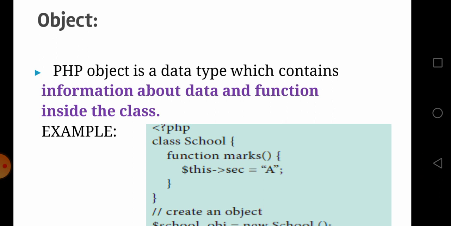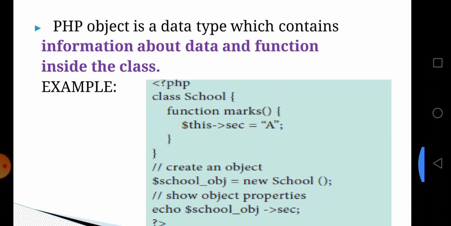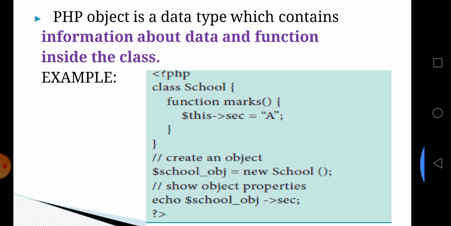Object. A PHP object is a data type which contains information about data and functions inside the class. So class, school, function, marks, see this section A. Here an object is created, and inside it we display which marks were obtained by whom and in which section. You can write an example: class school, open brace, function marks, open parenthesis, this section is equal to A, semicolon, close.